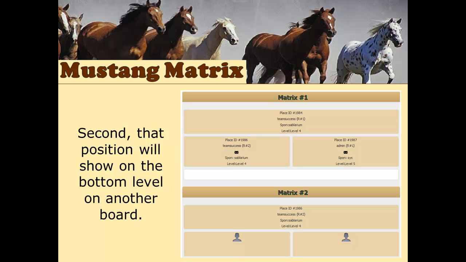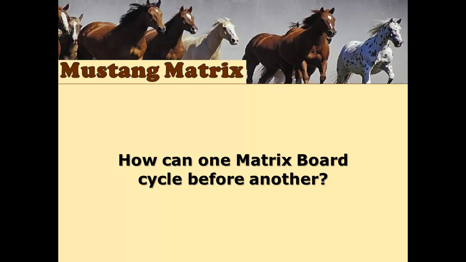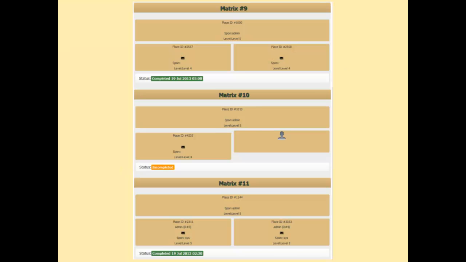It helps you, but you need to fill out the next level too. Okay, here's a question I've gotten from a few people. How can one matrix board cycle before another? Here's an example from one of our members.